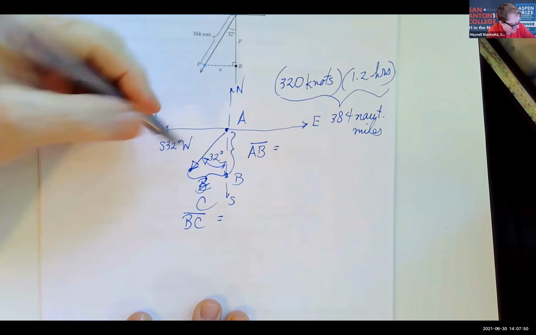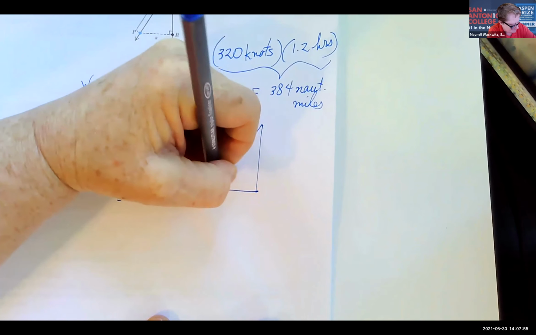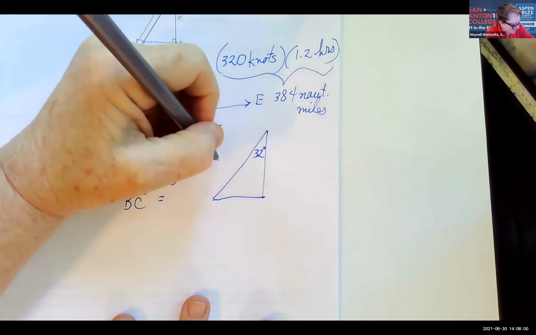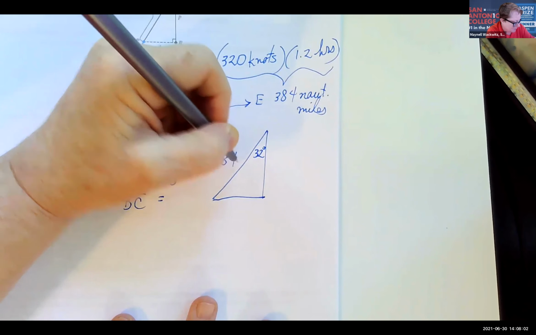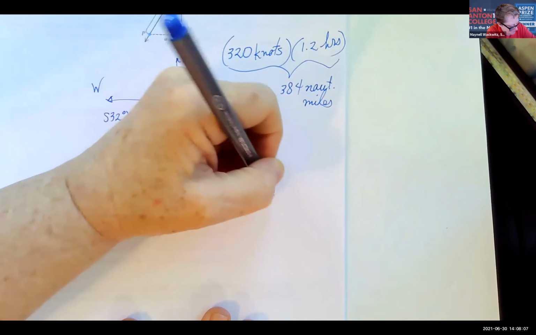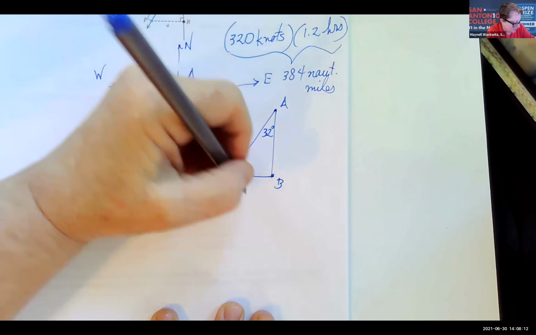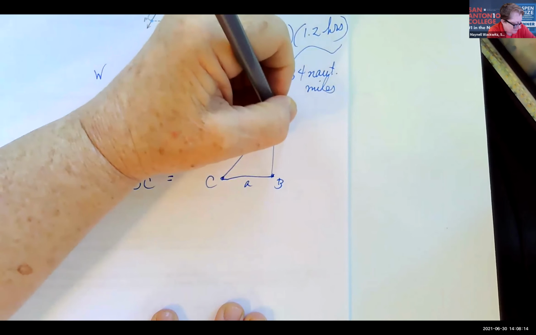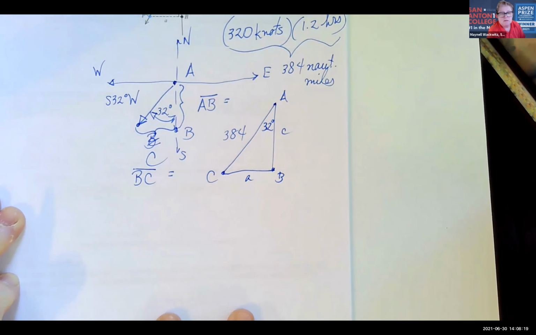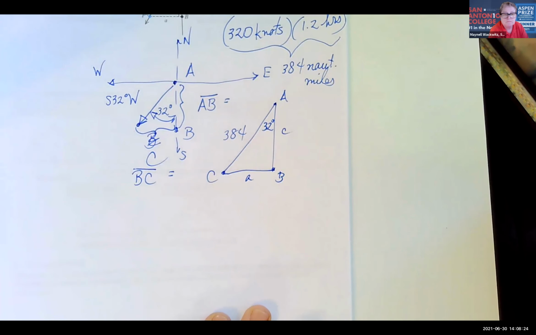And I'm going to call this nautical miles. So we've got a triangle. The upper angle is 32 degrees. The hypotenuse is 384. And we want to find the base distance. What do you want to call that? Little a and little c. So how can we find this distance at the bottom, little a?